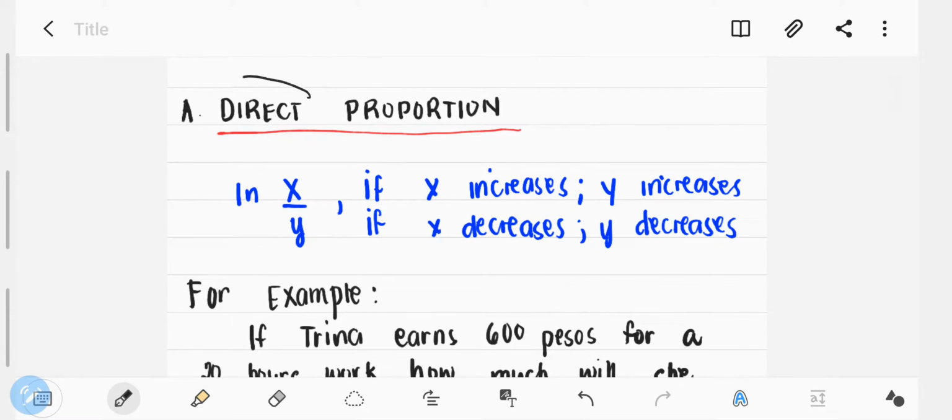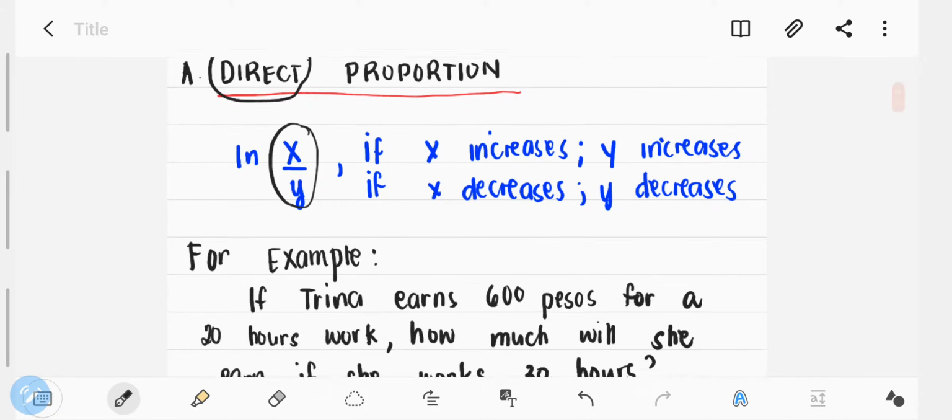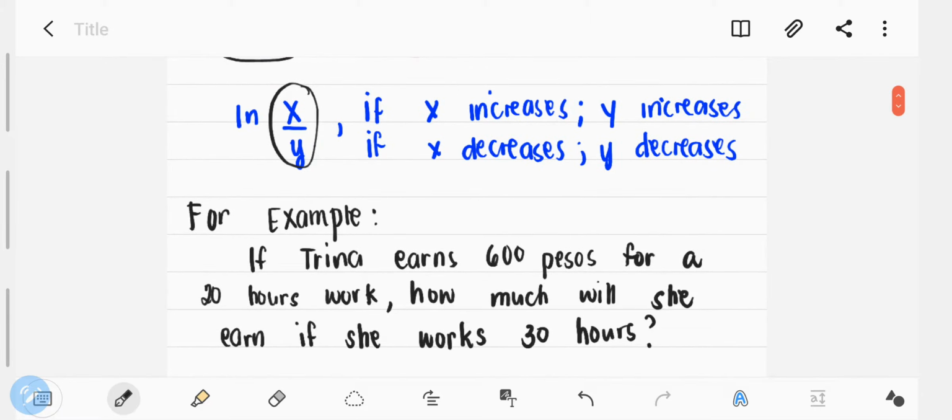From the word direct itself, if x and y form a fraction or a ratio, if x increases, y should also increase. If x decreases, then y should also decrease. So you have to analyze a certain problem whether y should be increasing together with x or not. So let us look at this example.